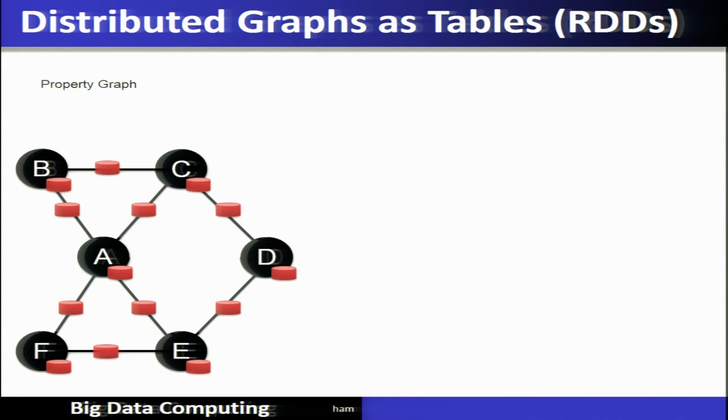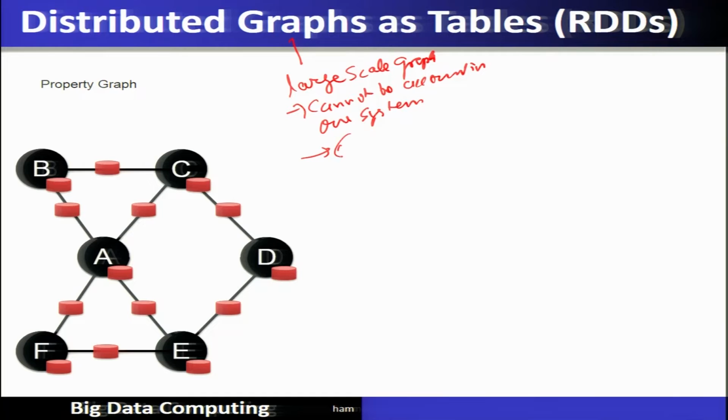Why is a distributed graph required? Because the graph is very large. It's called a large scale graph. Now, this large scale graph cannot be accommodated in one computer system. Therefore, it will be stored in a distributed manner, hence it is called a distributed graph. If you say it is a distributed graph, that means the graph can be cut into different pieces and stored across a cluster of machines. How that is all done, we are going to see, and how GraphX supports this distributed graph.